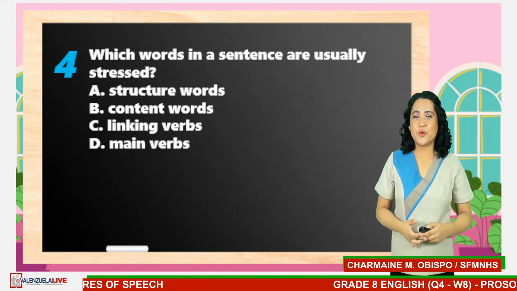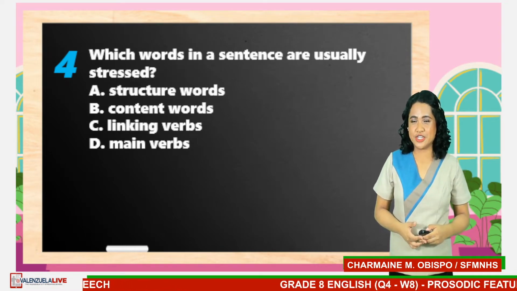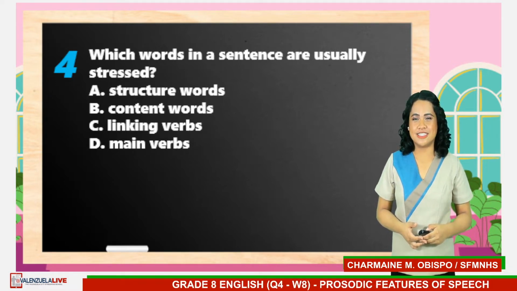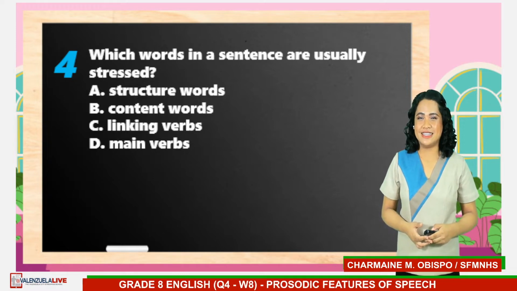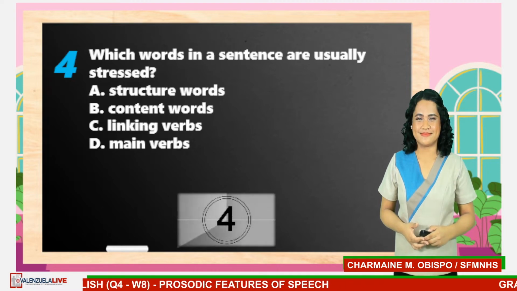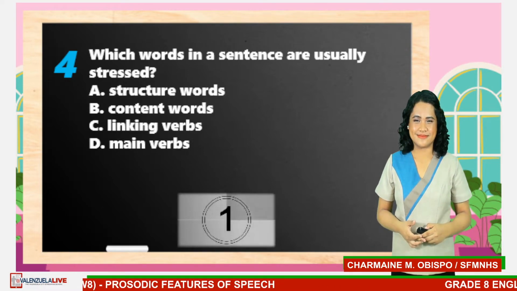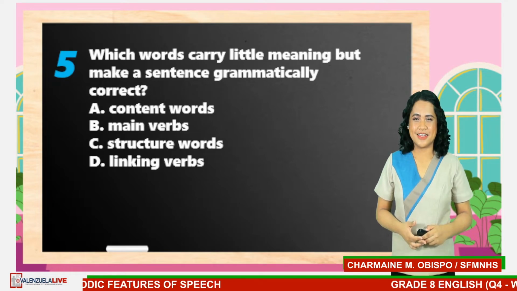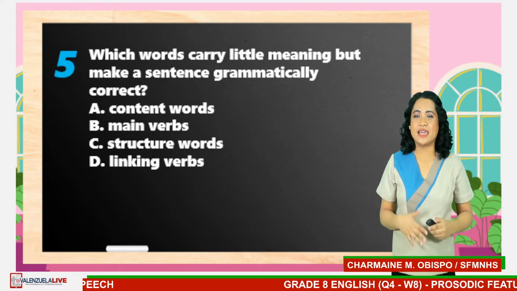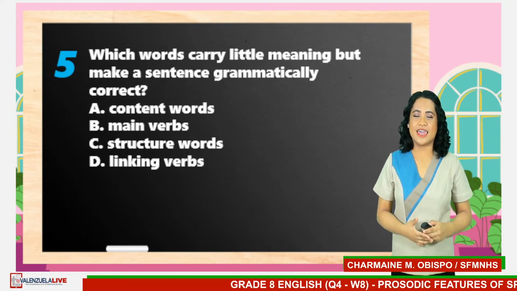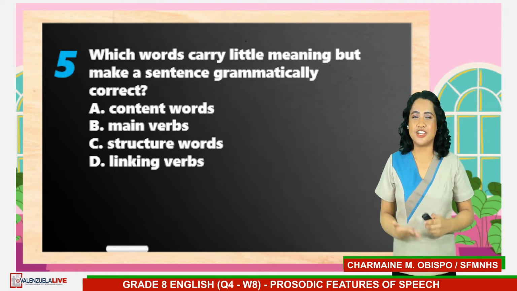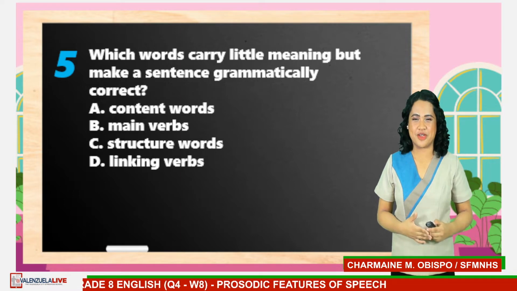Number 4. Which words in a sentence are usually stressed? A. Structure words. B. Content words. C. Linking verbs. D. Main verbs. Number 5. Which words carry little meaning but make a sentence grammatically correct? A. Content words. B. Main verbs. C. Structure words. And D. Linking verbs.